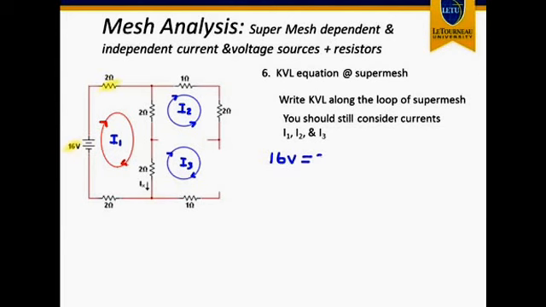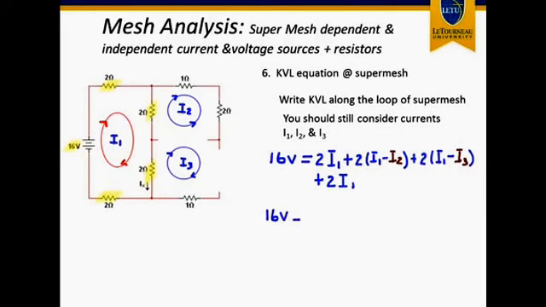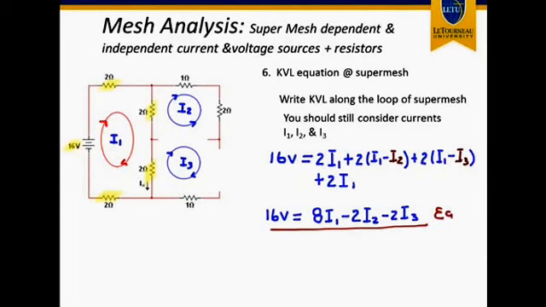So to write the equations we will start with the voltage source, 16 volts, equal to the voltage drops: 2 ohms times I1, followed by the voltage drop across the 2 ohm resistor, that is I1 minus I2, and the next one is the other voltage drop, 2 times I1 minus I3, and then the last resistor on the loop is 2 times I1. Then this will be equal to 16 volts: 8 I1 minus 2 I2 minus 2 I3, and this will be our equation number 1.